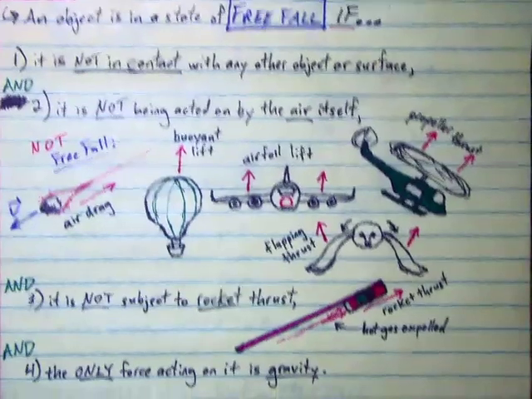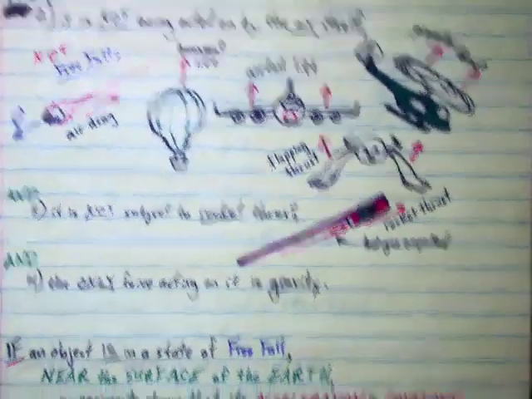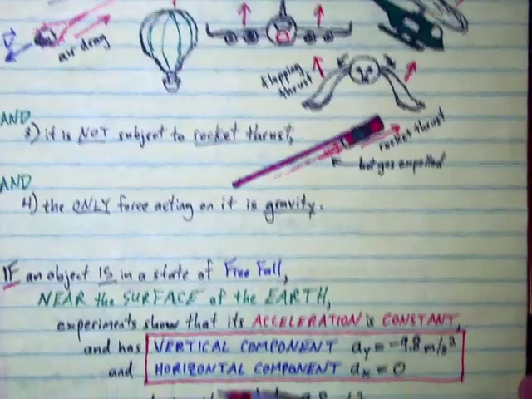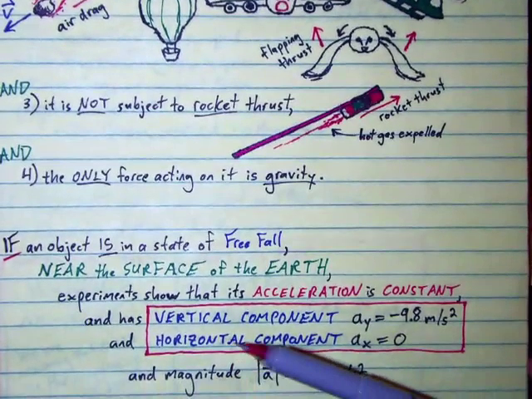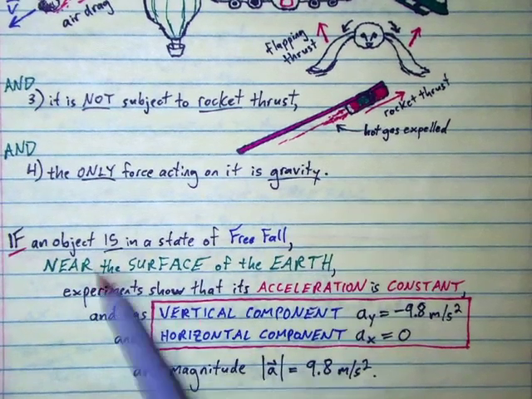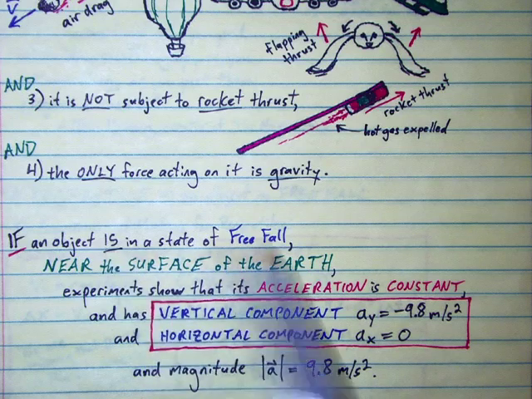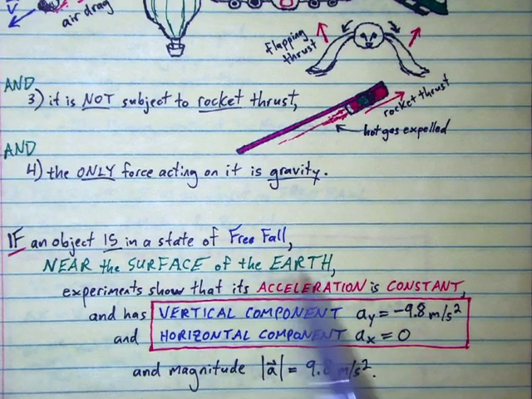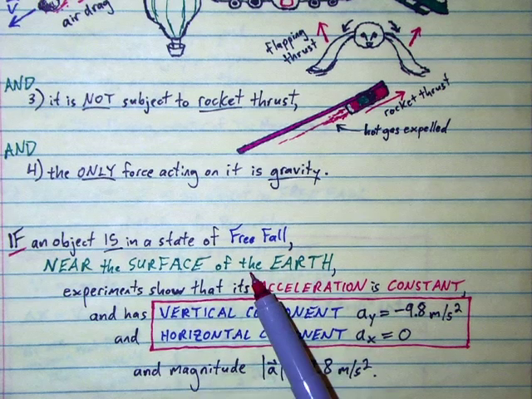Now, if the object is in free fall because it satisfies all four of those conditions, and it's near the surface of the Earth. So if we're in free fall and we're near the surface, that means within a few kilometers of the surface.